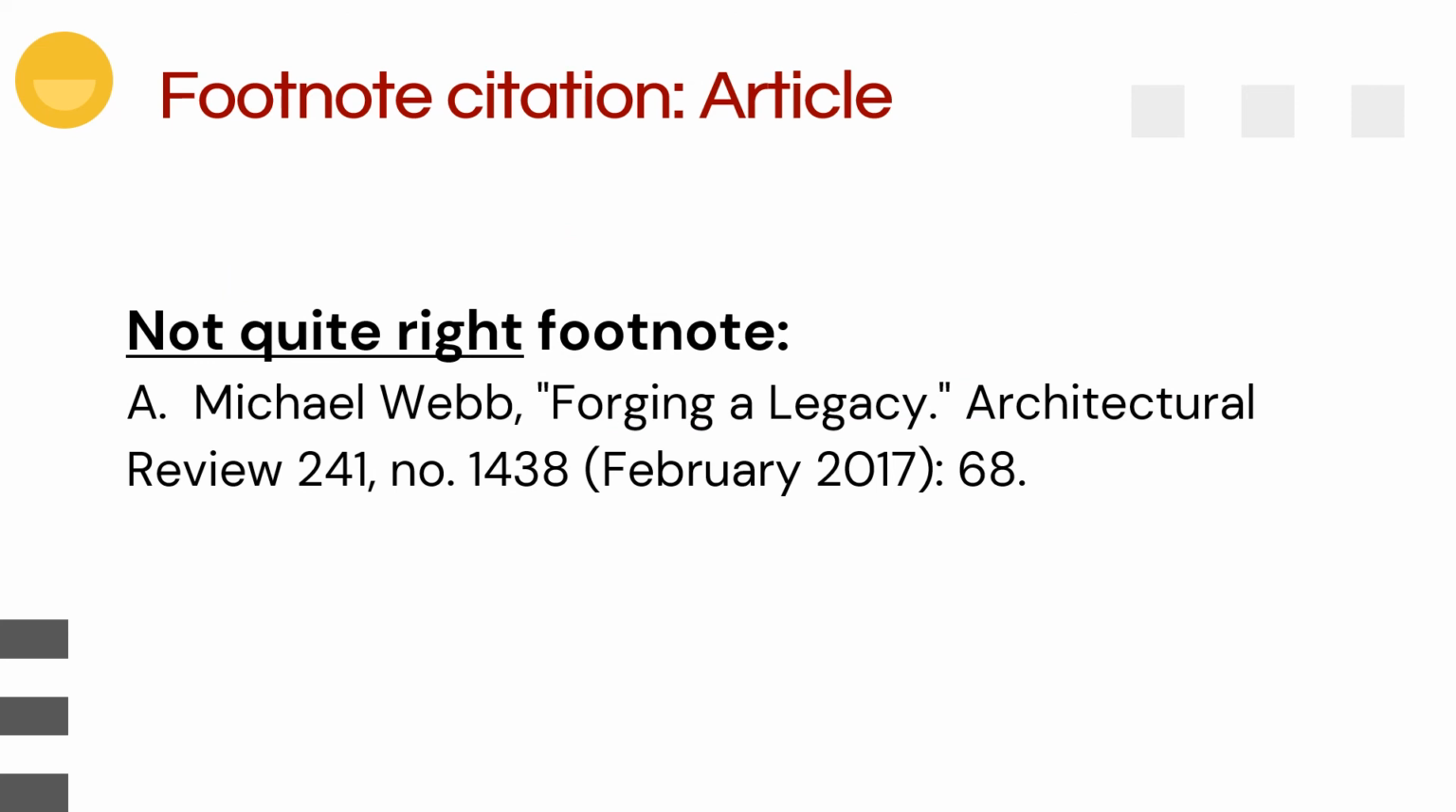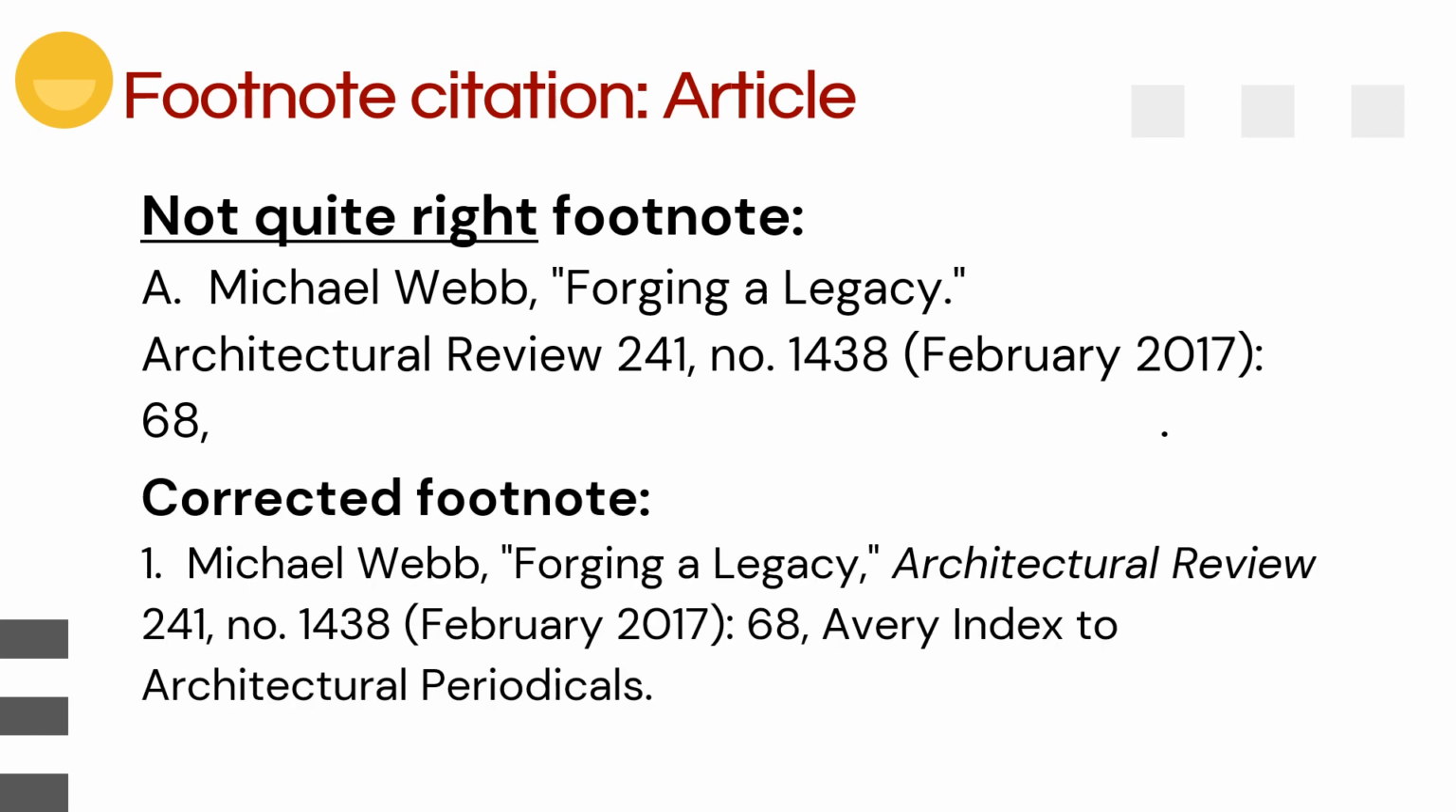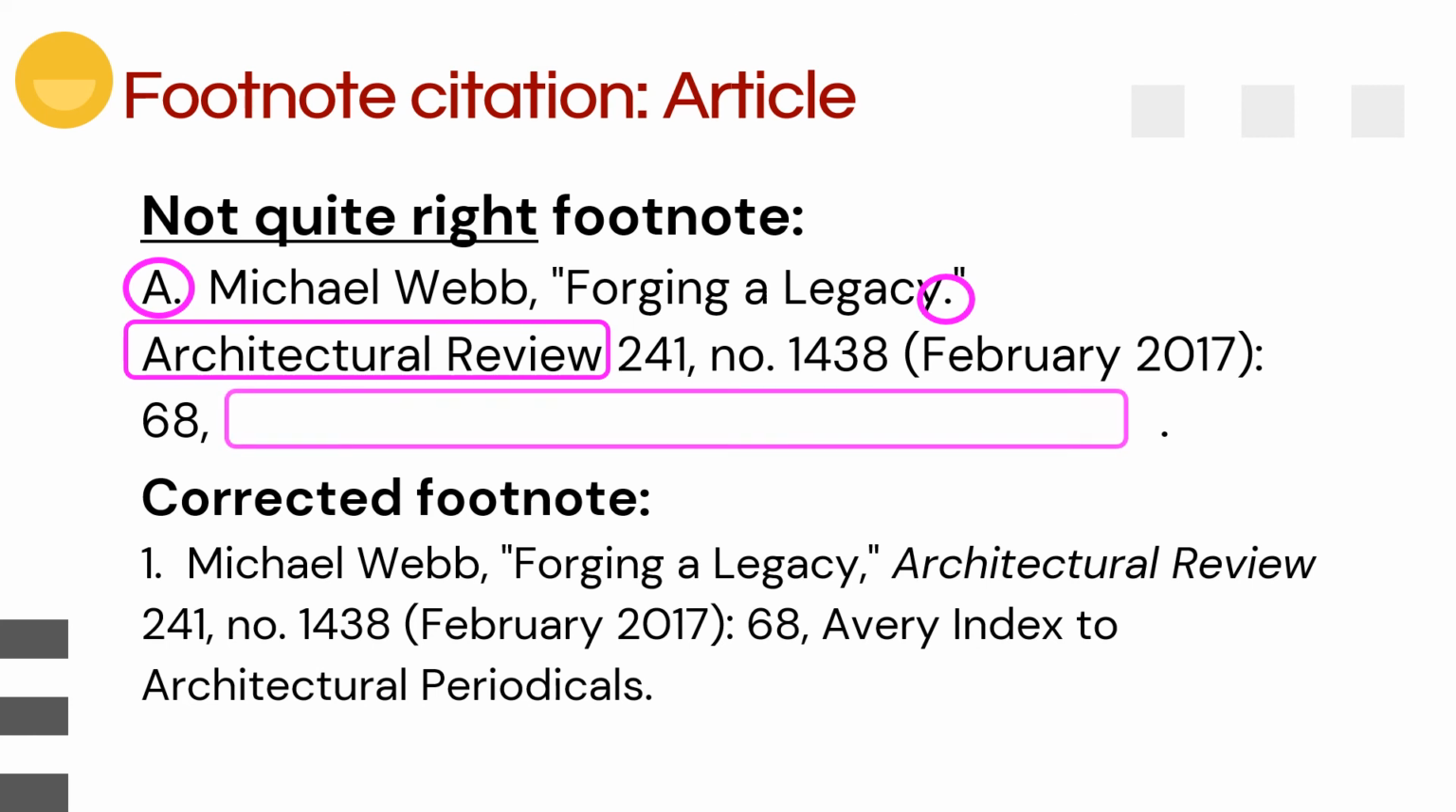Here is an example of an incorrect footnote citation for an article. It has a few formatting errors and missing information. Take a moment to consider what looks off about this example to you. Let's go through the errors in the not quite right citation. First, footnotes are numbered sequentially, not lettered. Also, it may seem minor, there should be a comma instead of a period after the name of the article. The name of the journal should be italicized. And don't forget to add the URL or the name of the database in which you found the article at the end of your citation.